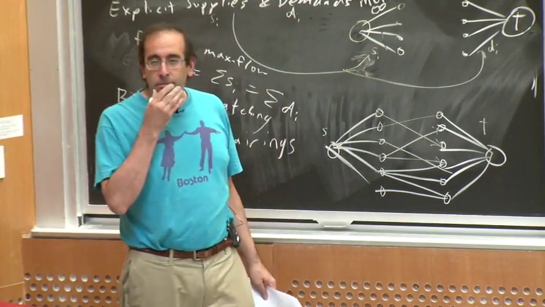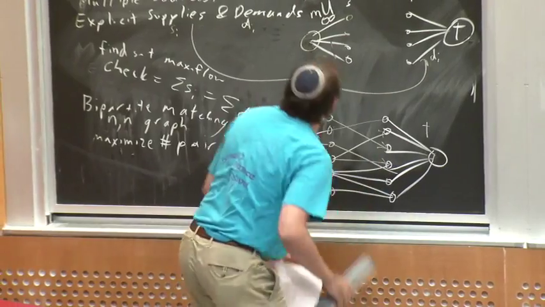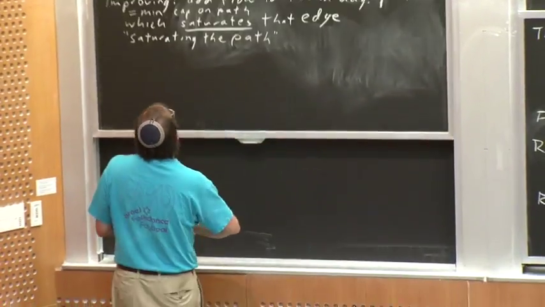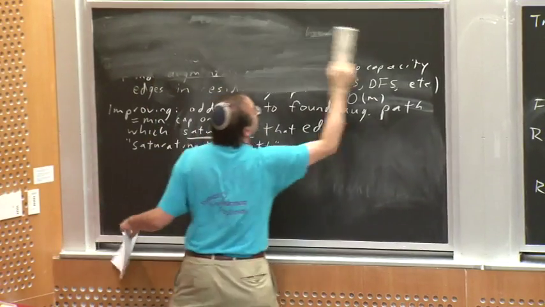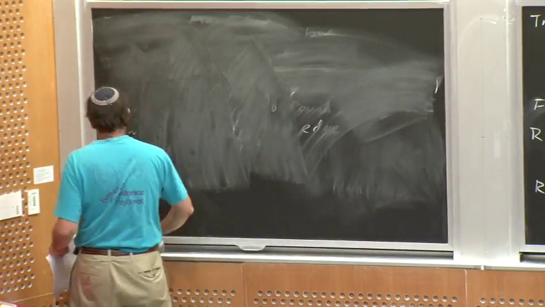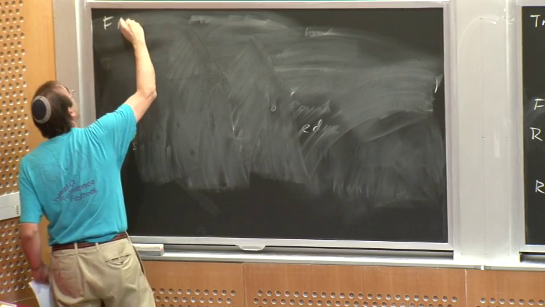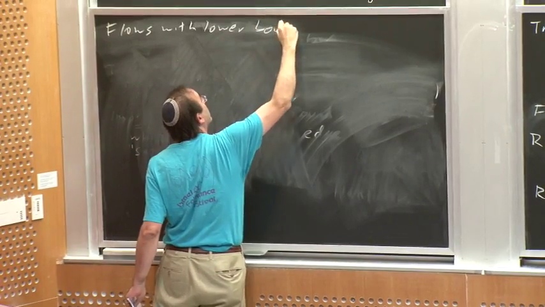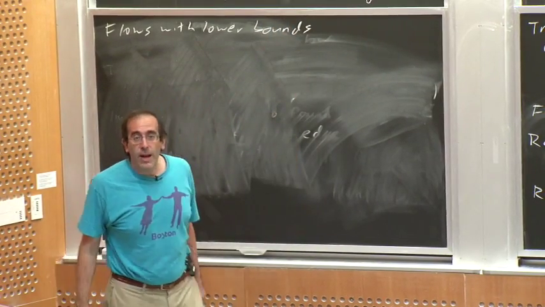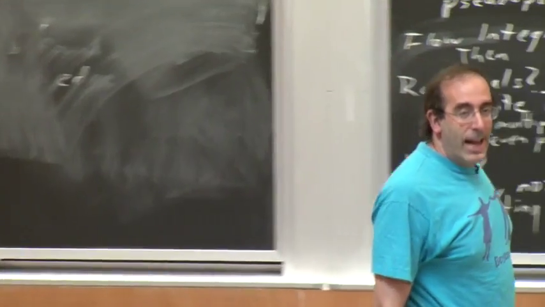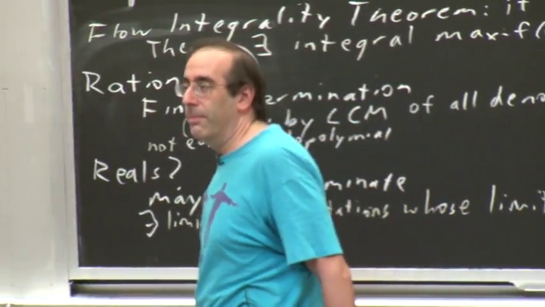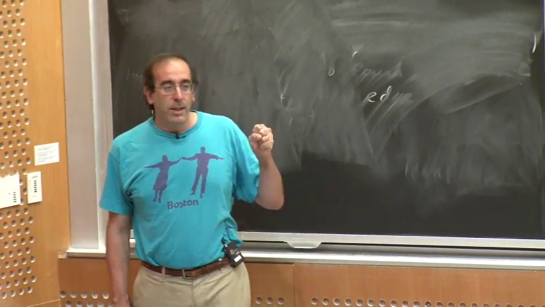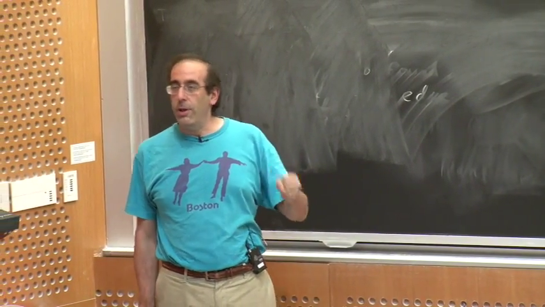Let's see. Since you've been so good about asking questions, I'll ask another. I'll point out one other transformation which you may find interesting, which is flows with lower bounds. So you may have thought that this was a different problem, but actually it turns out that it's the same problem. Okay? That is, if you have a MaxFlow algorithm, you can actually solve a flow with lower bounds problem.